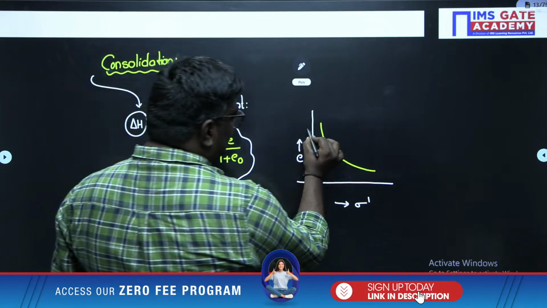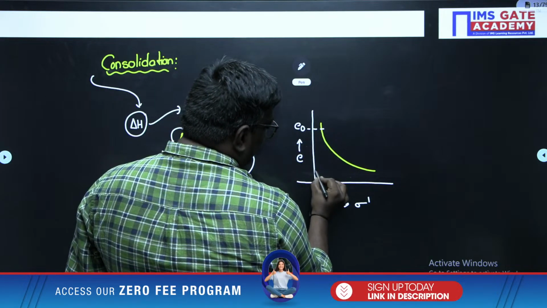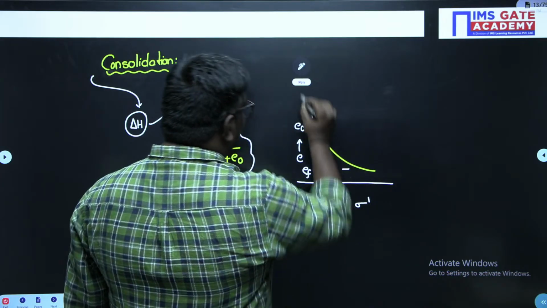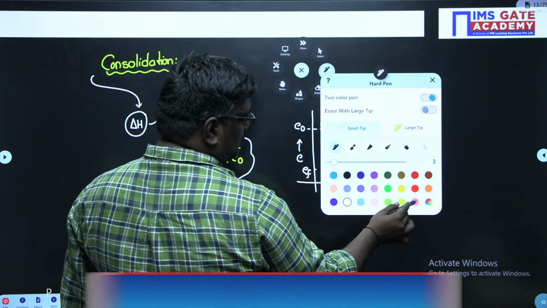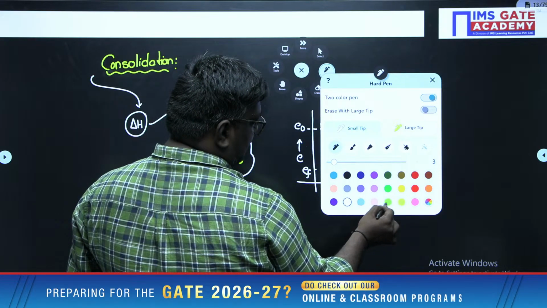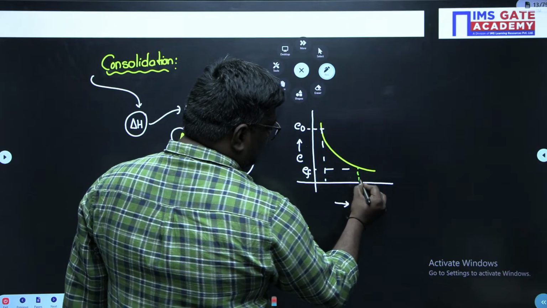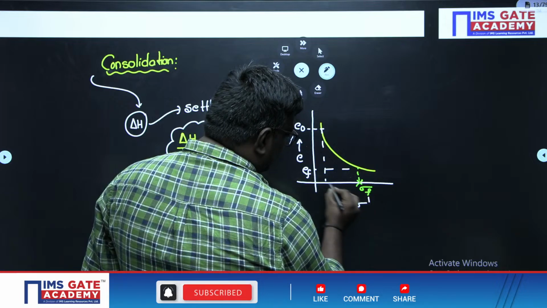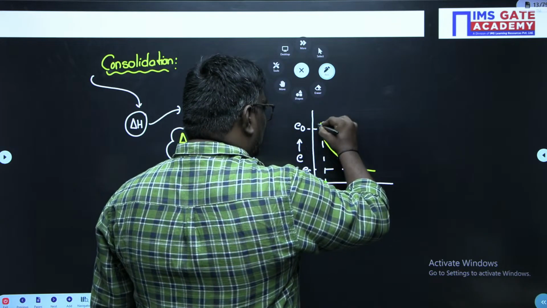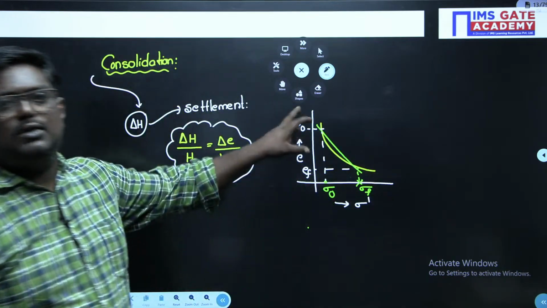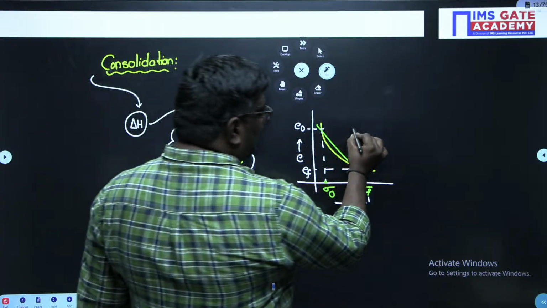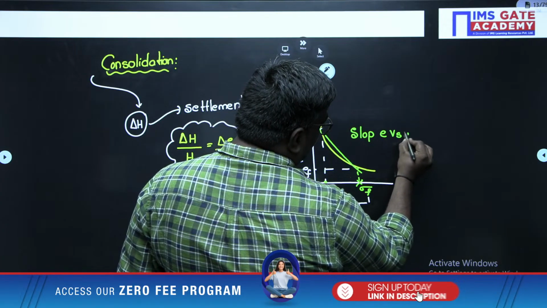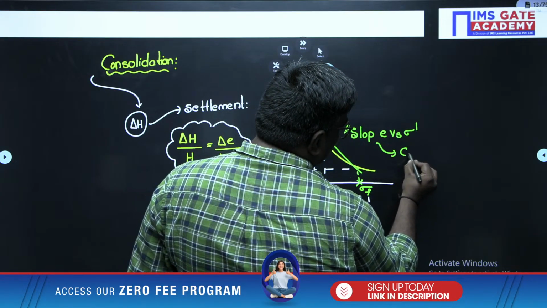Here we can write this as E naught, here as Ef, and here this value as sigma final. And here I can write sigma initial. Now if I apply a logarithm, this curve will become a straight line. Now you should understand, students, the slope of E versus effective stress is nothing but Cc.